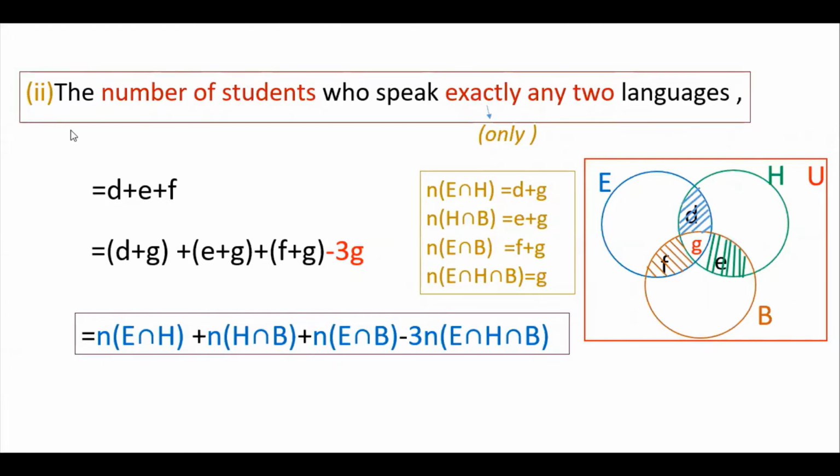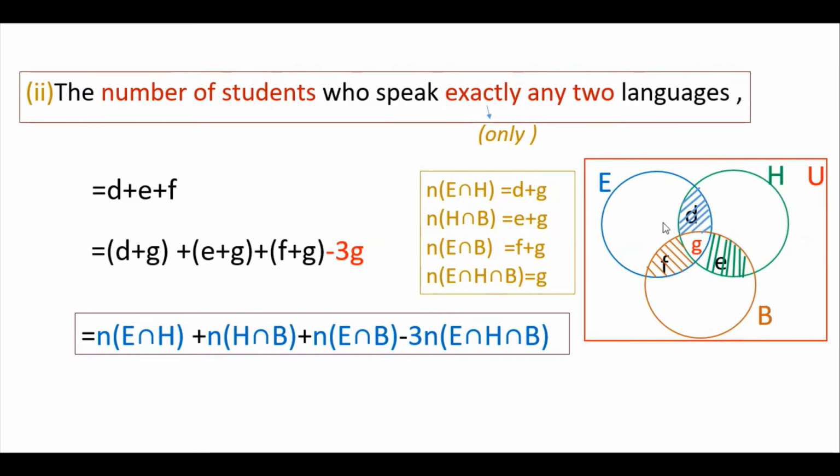Now, if you want to calculate the number of students who speak exactly any two languages, that means only any two languages. So if you see here, for example, only English and Hindi, only these two languages, they cannot speak Bengali. Those students are D. Here only Hindi and Bengali, E, and only English and Bengali, F. That means they cannot speak other languages.